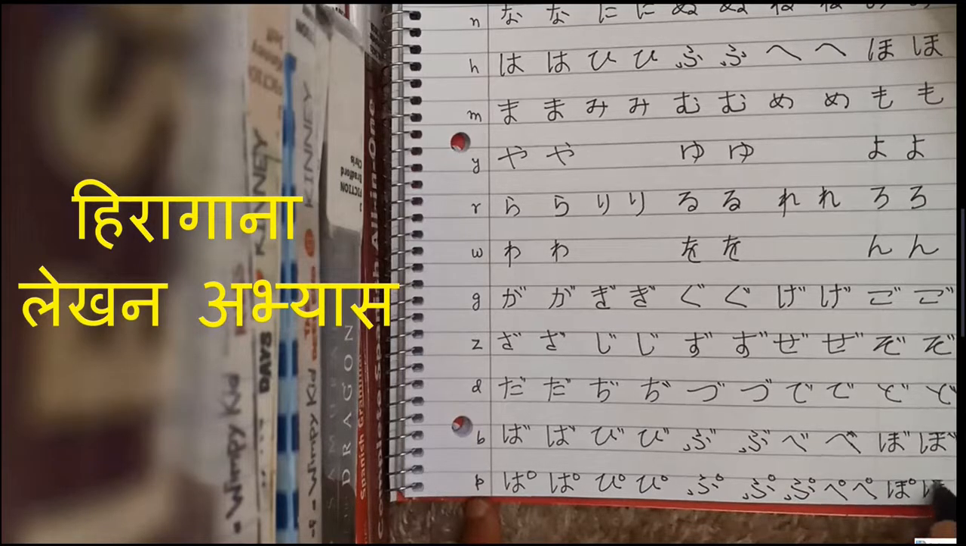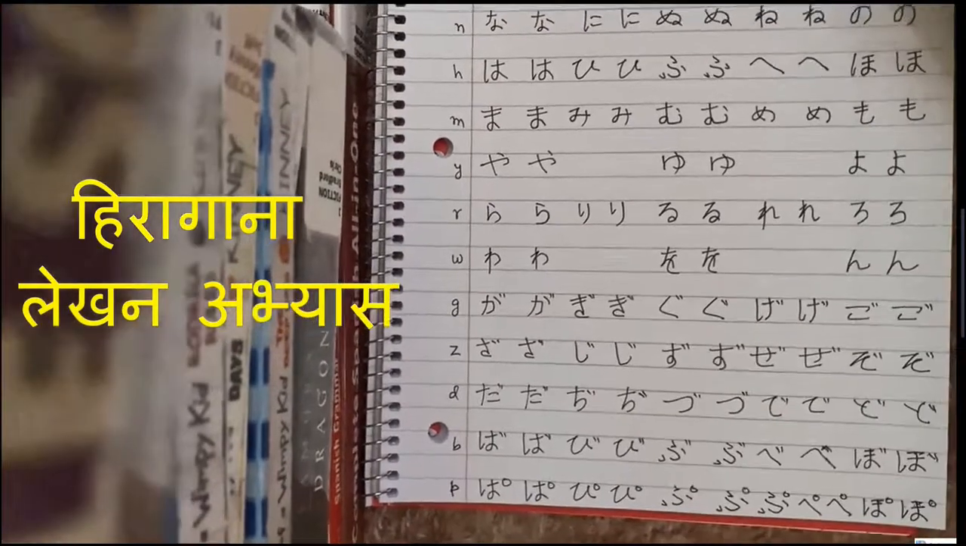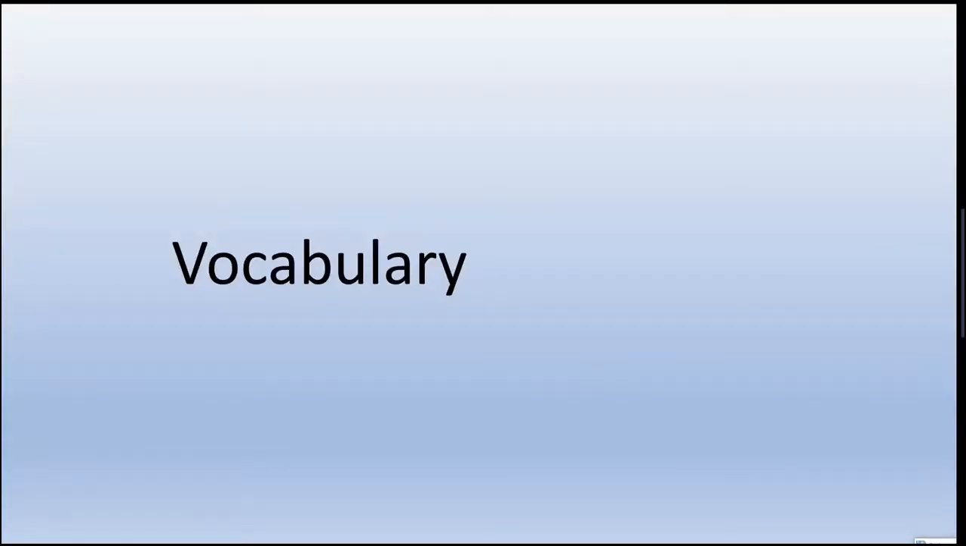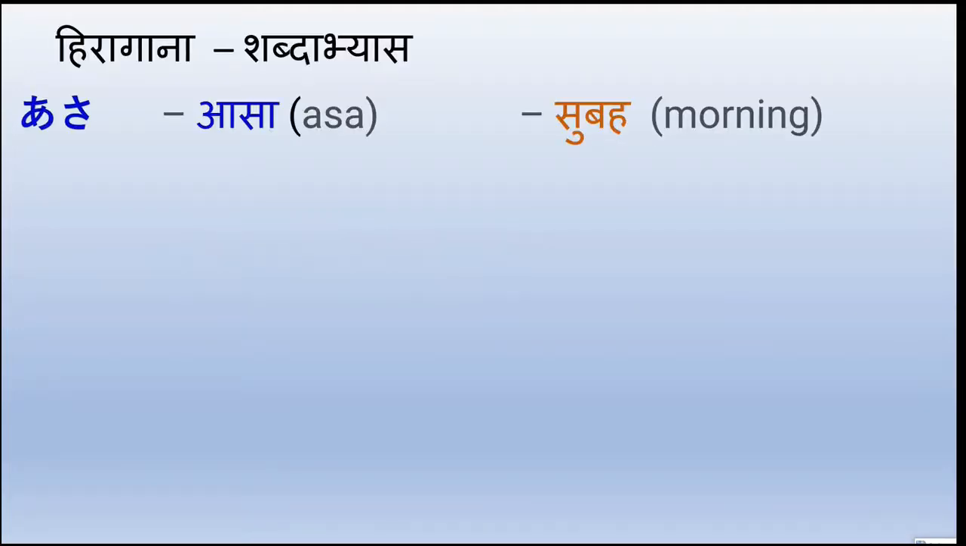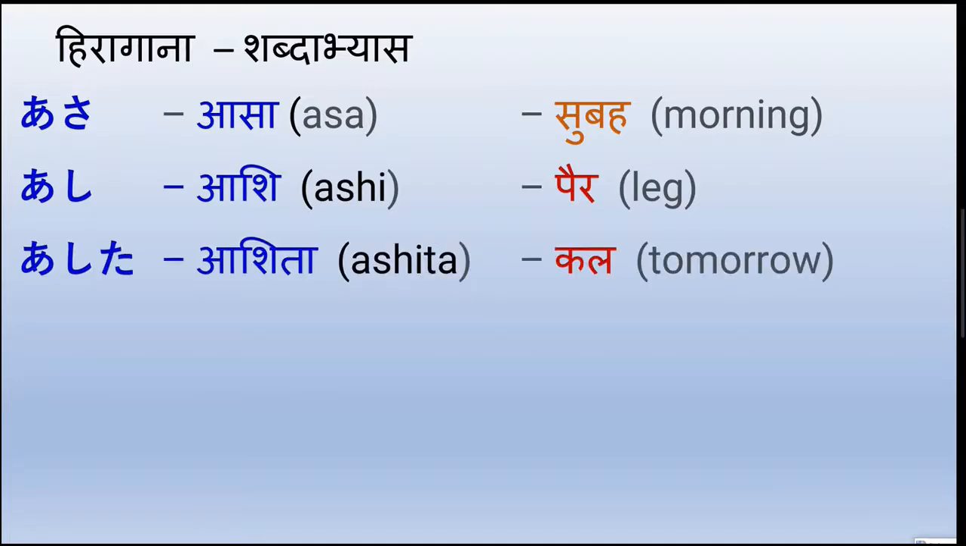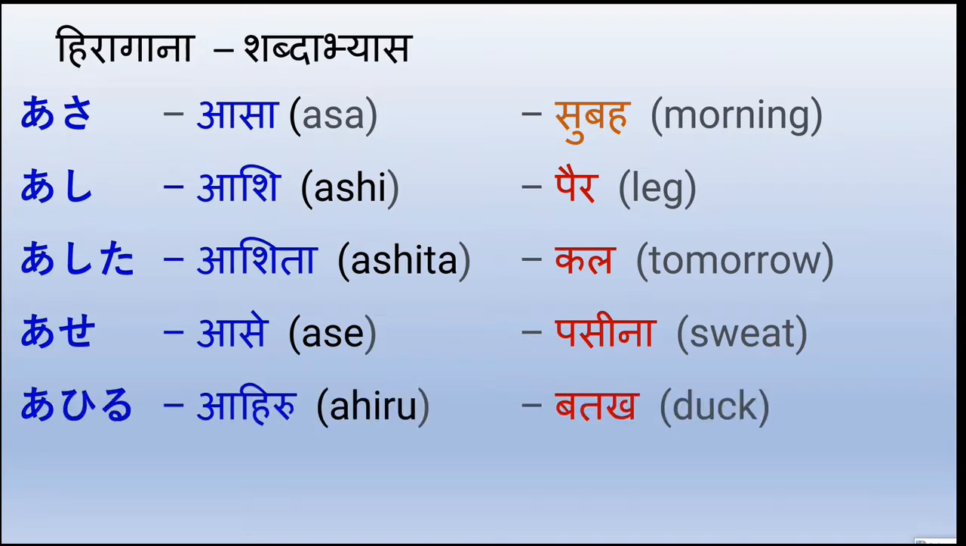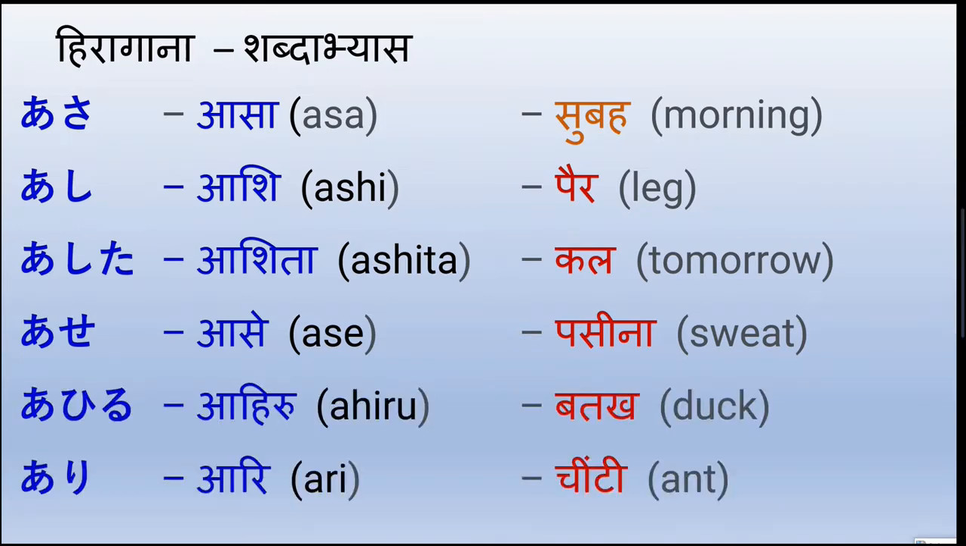So this is how I had practiced it. Hope you will also do the same in your notebook. So now continuing with the vocabulary of words written in hiragana. Asa, morning. Ashi, leg. Ashita, tomorrow. Ase, sweat. Ahiru, duck. Ari, ant.